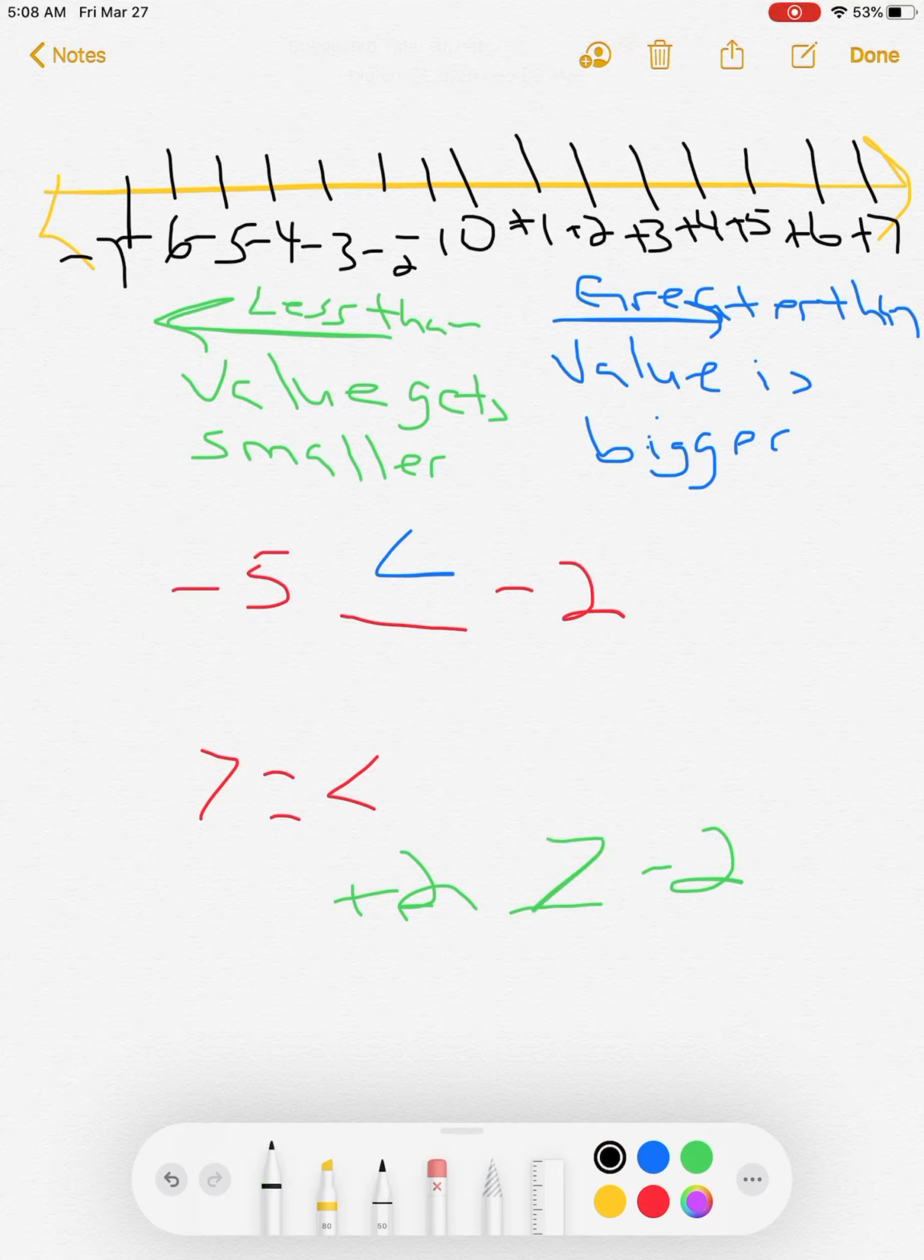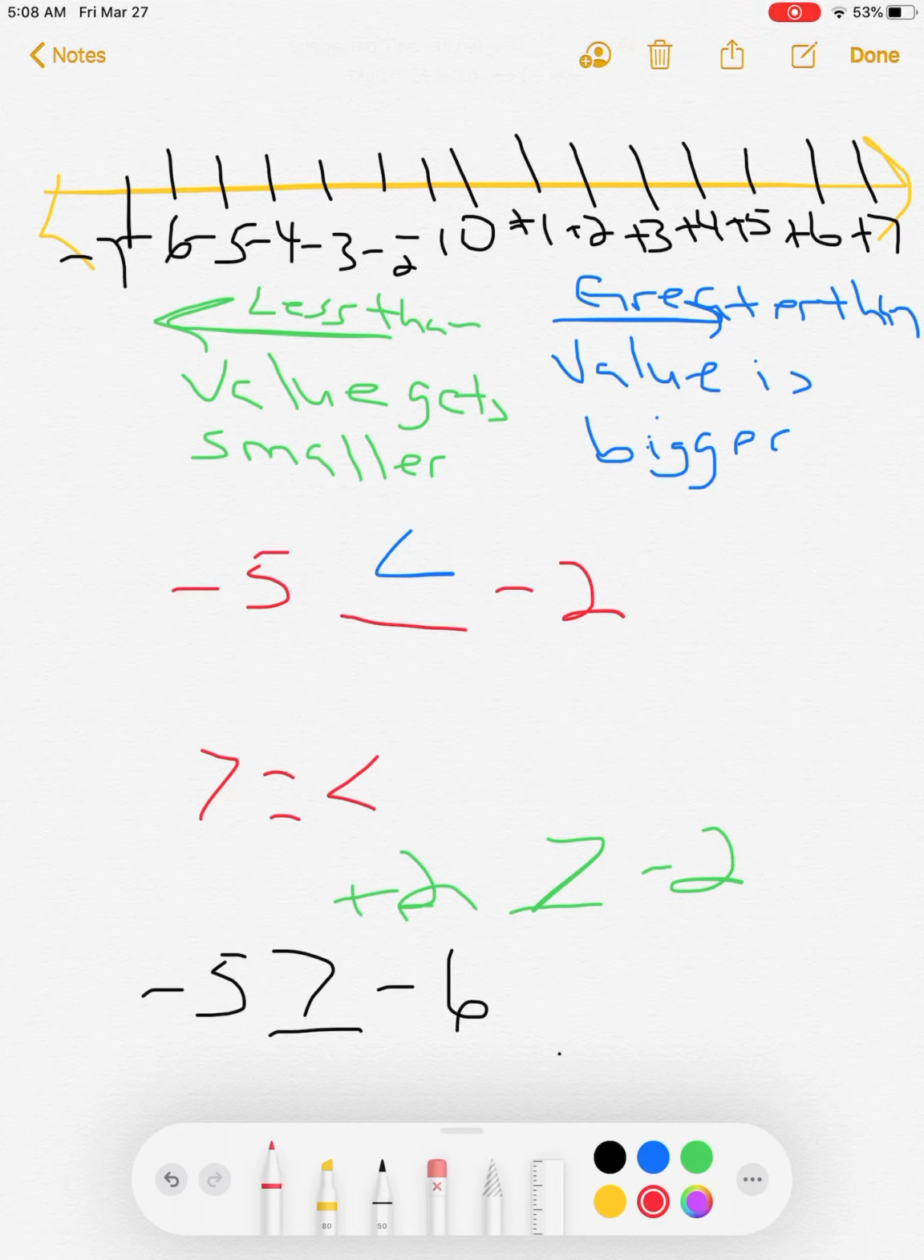Okay. Now, what if I had a problem or expression or a number sentence that said -5 compared to -6? I'll take a look at my number line. -5 is closer to where the numbers get bigger, so -5 is greater than -6, right? Okay, I want us to do some practice problems. Okay, something just popped up.